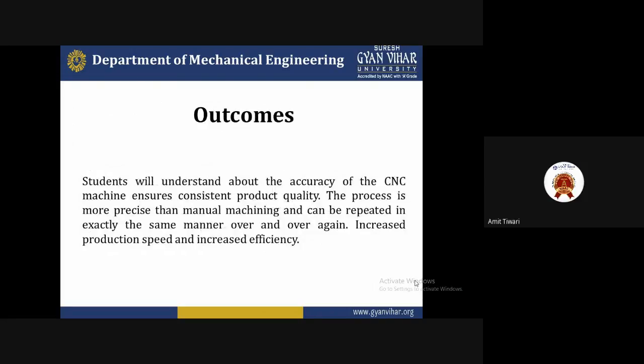Outcome: at the end of this lecture, the student will understand that the accuracy of the CNC machine ensures consistent product quality. The process is more precise than manual machining and can be repeated in exactly the same manner over and over again, increasing production speed and efficiency.